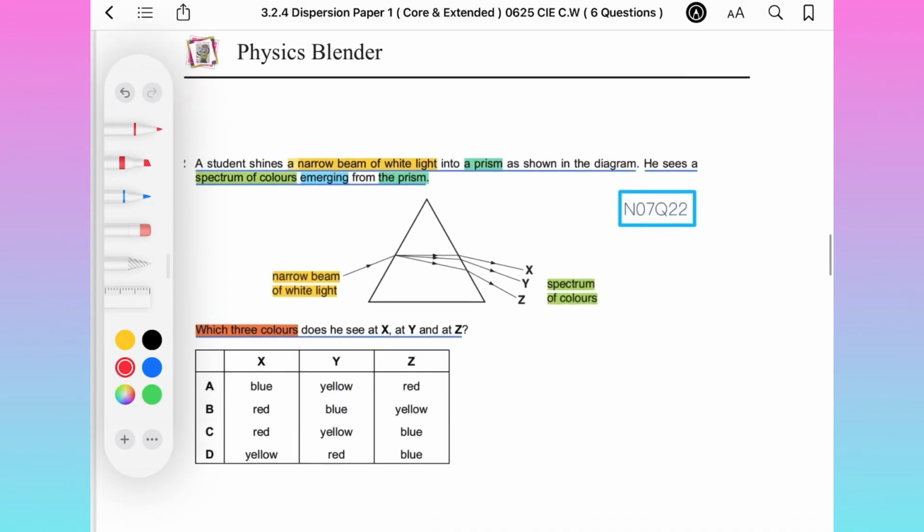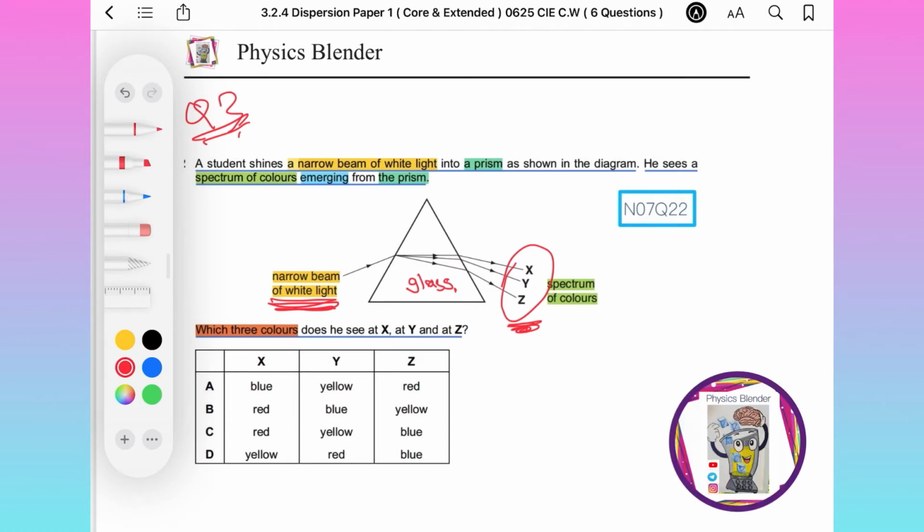Let's move to question 3. We have a narrow beam of white light into a glass prism, and we have the spectrum of colors emerging from the prism. Which three colors do you see? Dispersion means the white light is splitting. So inside the glass, the white light is splitting into different colors, and then it will emerge in air in order.